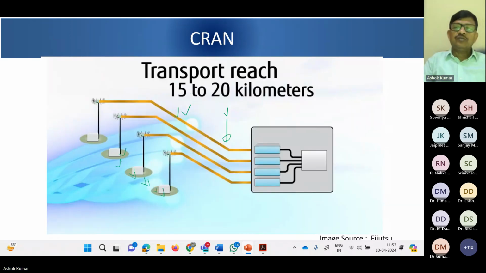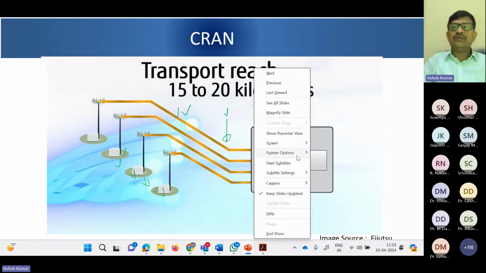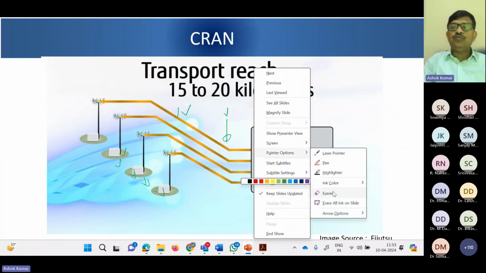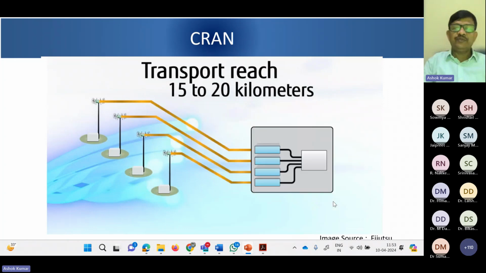Now, the next question that comes to our mind is how far I can take this BBU away. So in this picture, what you see is these are the fibers and they are using the CPRI protocol. And these are dark fibers. Very high data rate is required. So we can maximum go up to 15 to 20 kilometer.